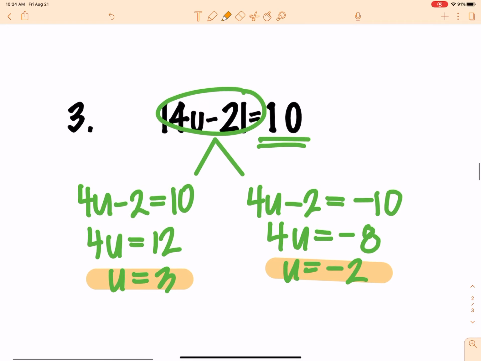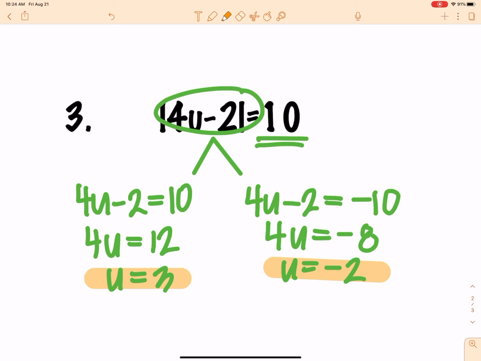This means, again, if you want to check your answer, plug in 3 or negative 2 into your equations here, and that will make a true statement. So you could always check your answers. Again, as always, I encourage you to do this on quizzes and tests, just to make sure you are confident when you turn something in to me.